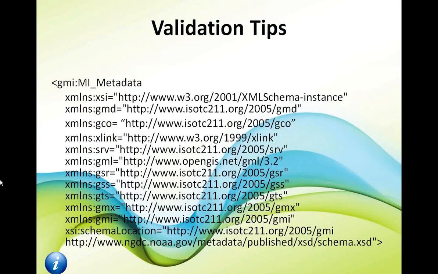If you run into a problem with validation, first things first, always make sure you have the proper namespaces and schemas applied. So you'll see at the beginning of every metadata record, it may be GMI MI_metadata, which is the 19115-2, or this also works for the GMD MD_metadata. If it's a GMD, you do not need to use the GMI namespace. You can actually get rid of this one.